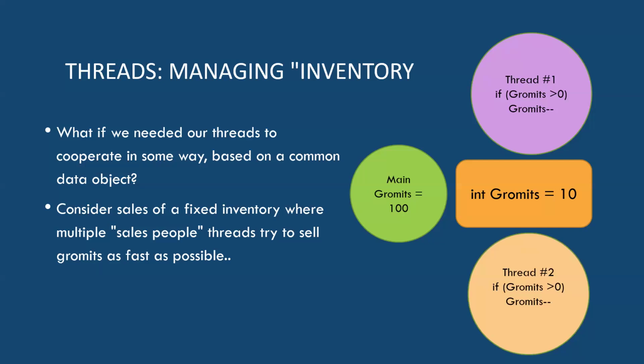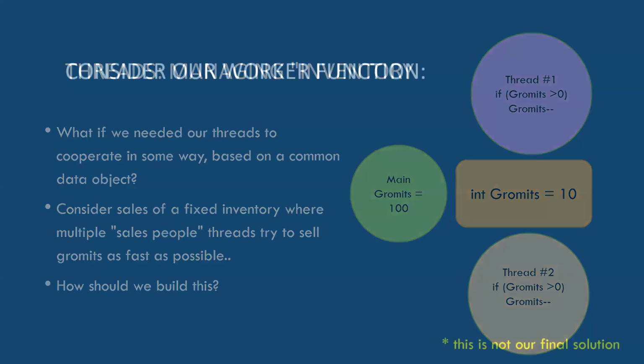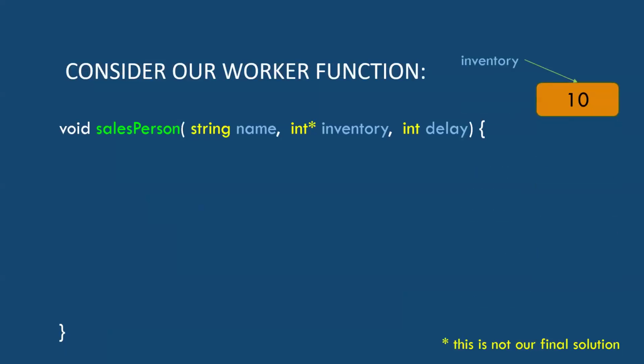But we could have a situation where lots of threads are competing for the same piece of memory, and we cannot really rely on the fact that those threads are not going to try to grab the same unit of grommets and sell it at the same time. And we'll look at that here in a second.